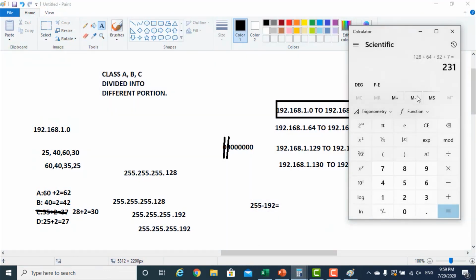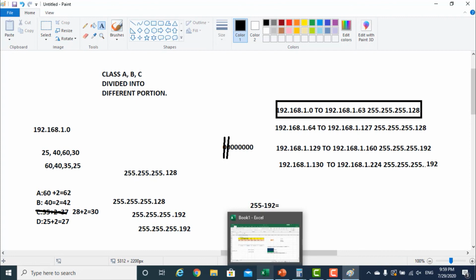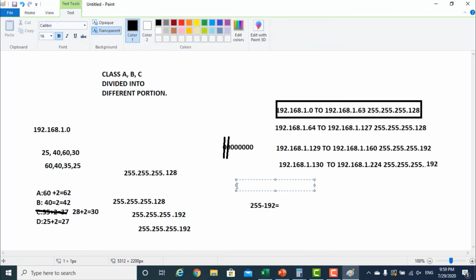Let's do a minus operation. 255 minus 192. So still I have 63 IP addresses available, which I can allocate to all those networks whose requirement is under the coverage of 63, including the network ID and the broadcast ID. So this was an example of VLSM. I hope you understand it well.